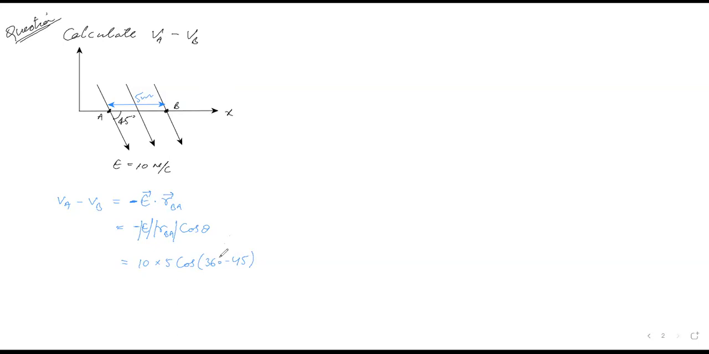Once again, you get 10 into 5 into cos of 45, minus of cos 45 basically. And you get 10 into 5 into, what is your cos 45? 1 over root 2. So you can say 50 over root 2, or you can also write 25 root 2.